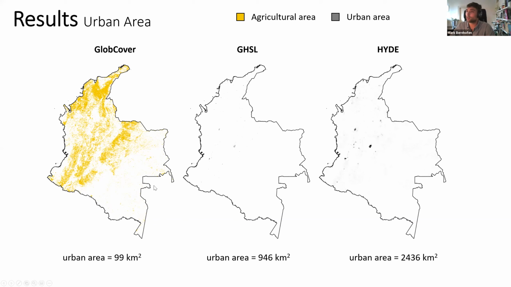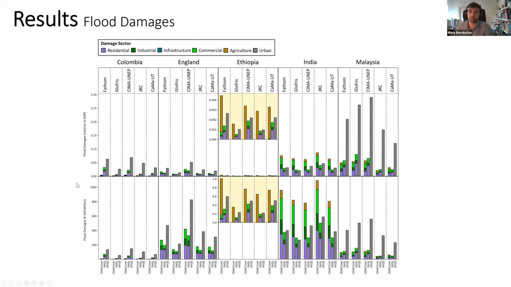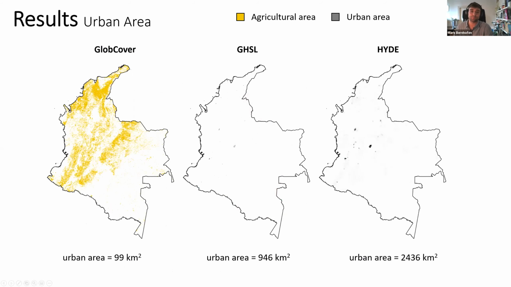So if we go back and look at the damage results, you can see that the differences in urban area are reflected directly in the differences in damages in Colombia. So you've got the HIDE damages, which had the largest urban area, is a lot larger than the GlobCover damages, which had the smallest urban area and a bit more than double the GHSL damages, which was somewhere in the middle in terms of urban area. And this is something that we found reflected in the direct damages across the different countries.